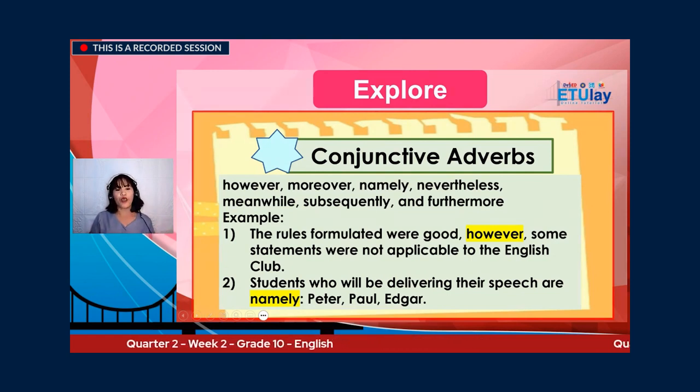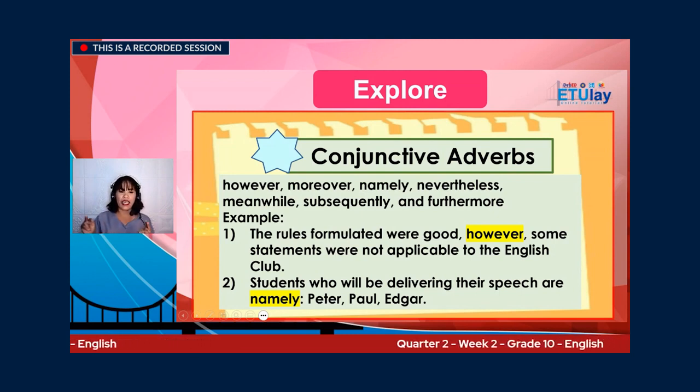You use however, moreover, namely, nevertheless, meanwhile, subsequently, and furthermore. Let's have an example. The rules formulated were good. However, some statements were not applicable to the English club. The conjunctive adverb here is however. Another example: students who will be delivering their speech are namely Peter, Paul, and Edgar. What conjunctive adverb is used here? Namely, and then you indicate the names.